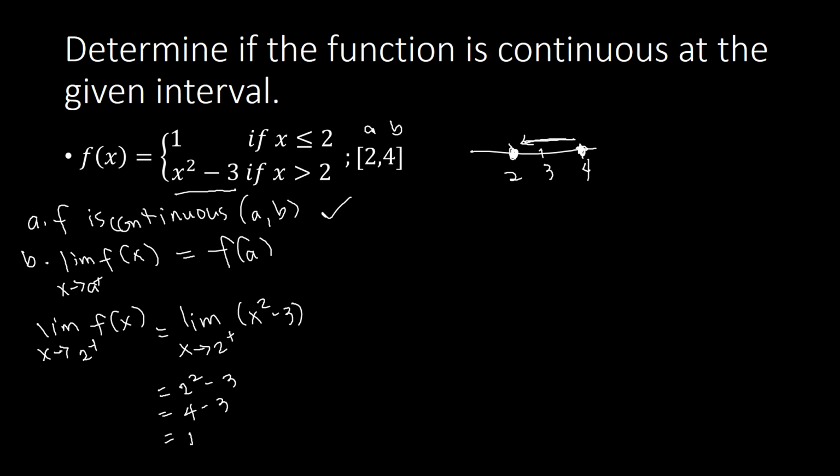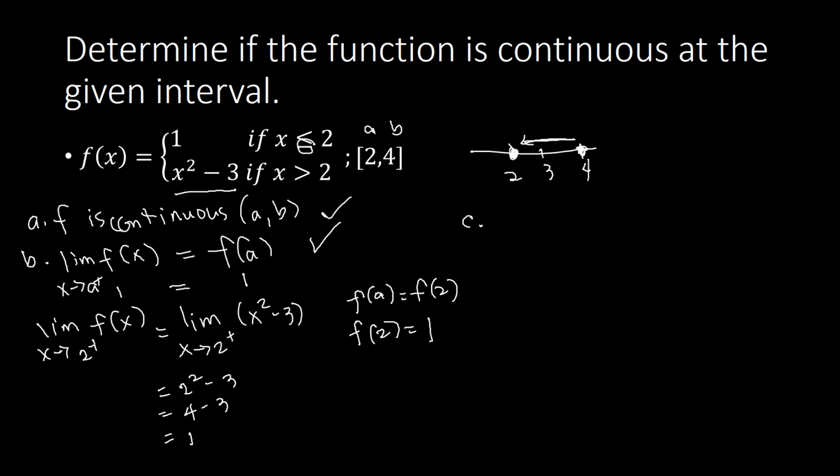We need to check our f of a. Our f of a, or f of 2, we are going to get that one from our first function because we have that with x equal to 2. So f of 2 here will be equal to 1. Now comparing that one, we have a 1 here on the limit of f of x and a 1 on f of a. They are equal, so that means to say that this one is okay. We have now proven our b condition.